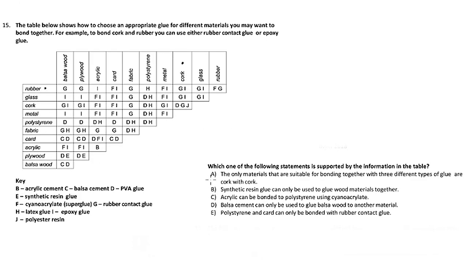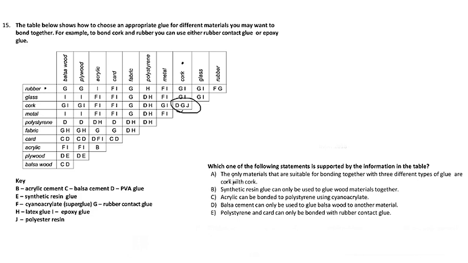Letter A. The only materials that are suitable for bonding together with three different types of glue are cork with cork. So we need to find two materials that bond together with three different types of glues. We can see that cork with cork are suited for three different glues, like the statement says. So pretty good for now.